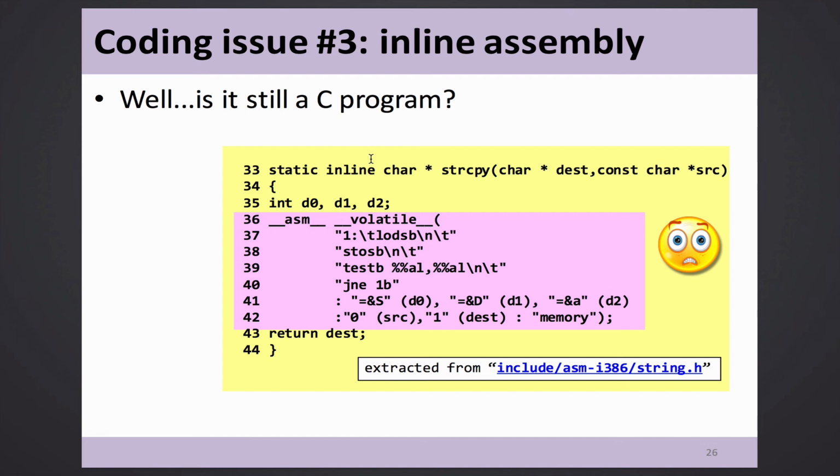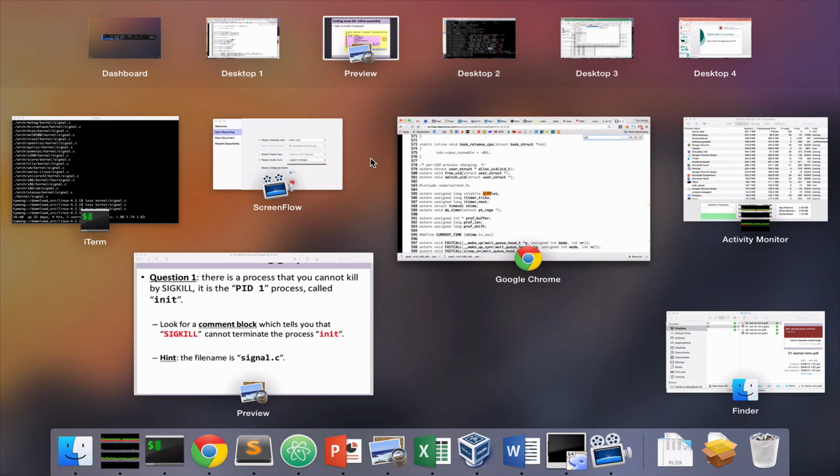Another thing in the kernel you will find is this: assembly, inline assembly. So look at this. What is this code? It's C code for string copy inside the kernel. The kernel's implementation of string copy. You can find it now. This is string.h.